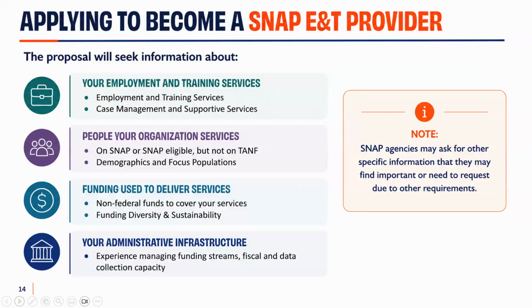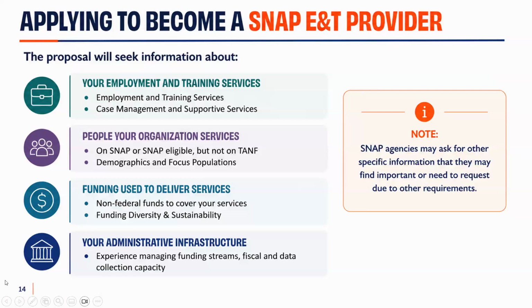So having a strong administration backbone to your organization is really going to help make sure that you have a strong partnership with the state or county agency when you begin contracting with them. Those are some 4 key pillars that you're typically going to see in a proposal application when you're submitting to the state.